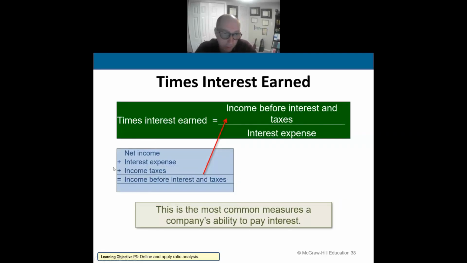Last one's times interest earned. This one tells me the company's ability to pay interest on its debt or interest to investors. We take the income before interest and taxes and divide that by interest expense. Both of those line items, as you know, hopefully, are found on the income statement.